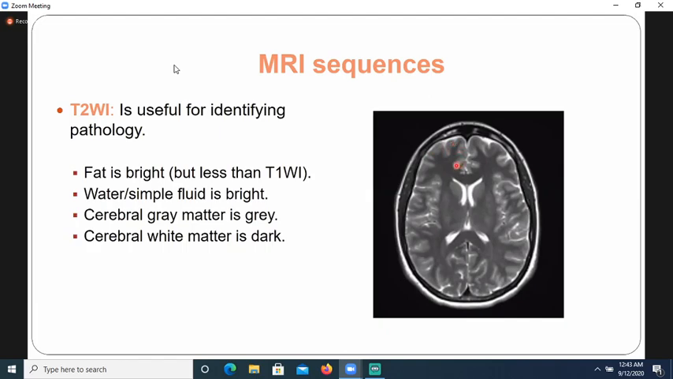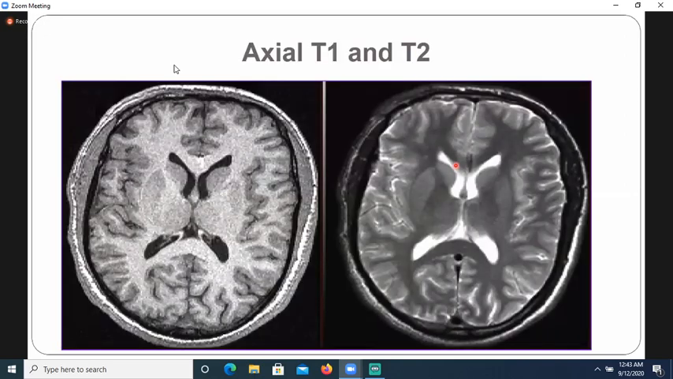Axial T1 and T2 for the difference. This is the white matter. On T1, white matter is white, gray matter is gray, fat is bright, and the fluid is black. While on T2 weighted, the fluid is white, white matter is dark, gray matter is gray, and the subcutaneous fat is bright but less than the T1 weighted image. In this, both are bright.